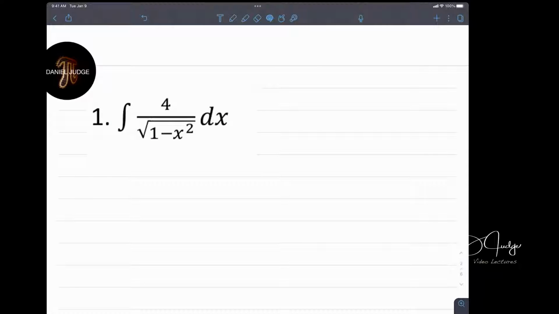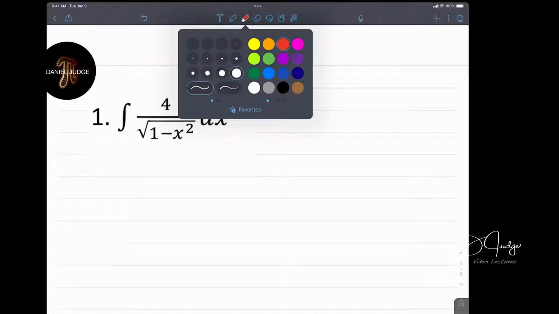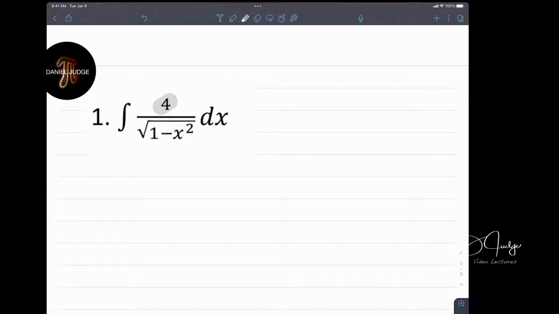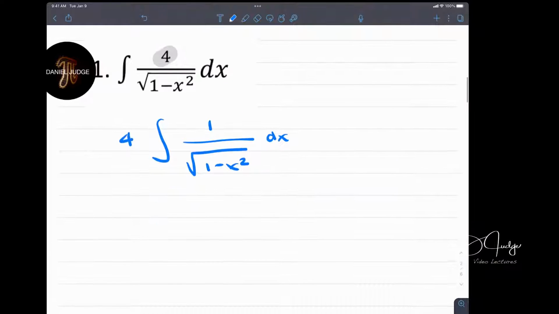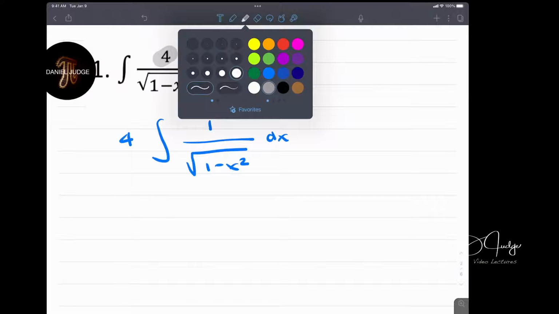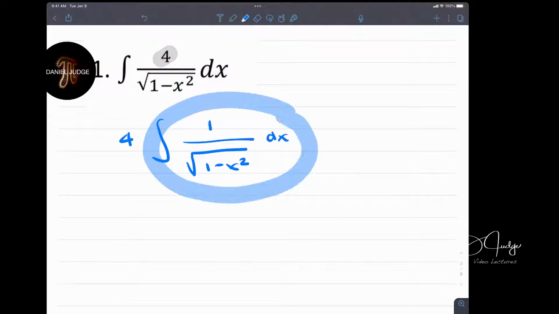Okay, so here we go. Now notice this, that we have a constant here. We're going to pull out the constant. So this is 4 times the integral of square root 1 minus x squared dx. So we want to recognize the formula here for this particular integral. Okay, so we want to know what we're going to use here.